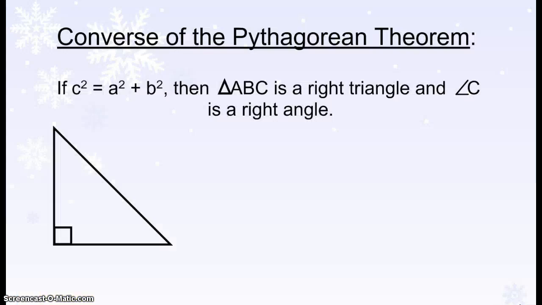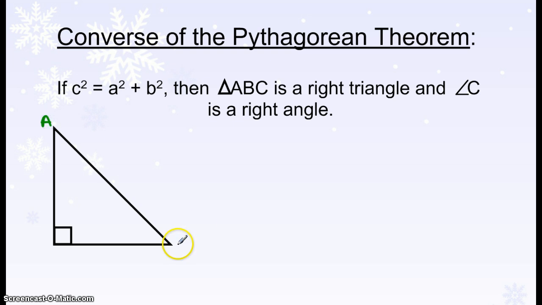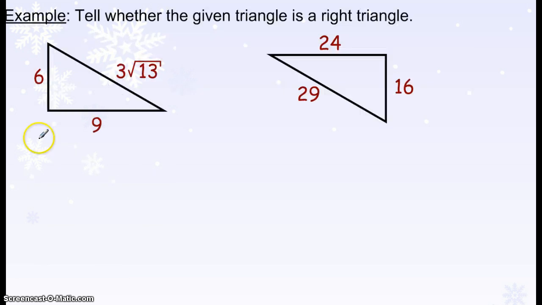right triangle. So the converse of the Pythagorean theorem says if c squared equals a squared plus b squared, then triangle ABC is in fact a right triangle and C is the right angle. We can tell that because capital letters, lowercase letters is the side opposite them. Little c, that's the hypotenuse. Little a, that's a leg. And little b, that is also a leg. So let's take a look at some examples.